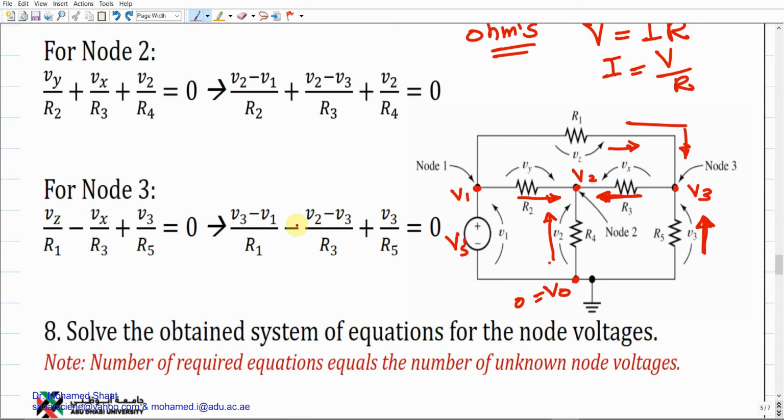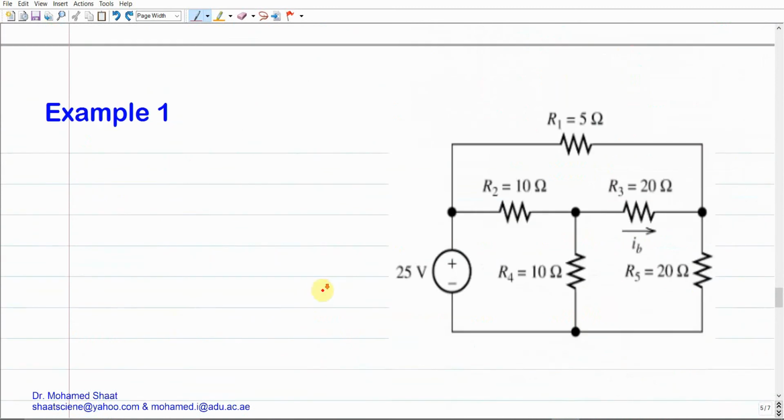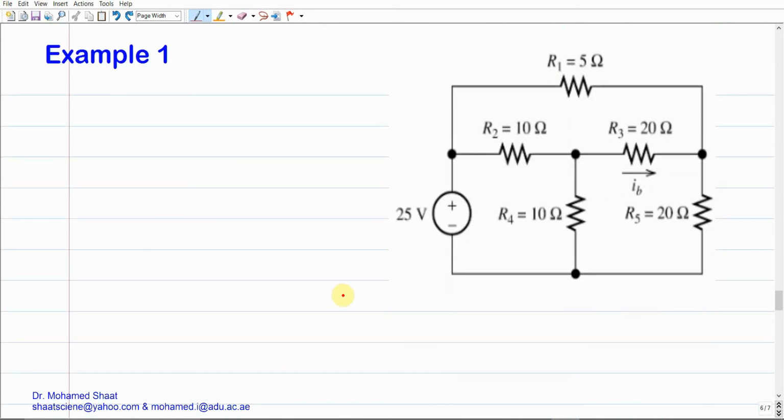Make sense? So this is the general procedure of this method. What I'm gonna do now, I'm gonna give you 2 examples. I'm gonna solve 2 examples with you as a demonstration of this method.